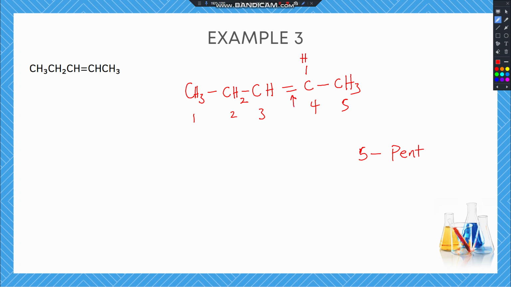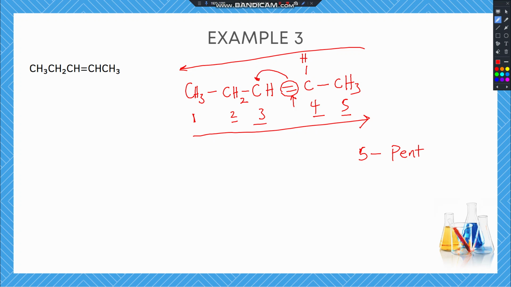So we need to count the longest chain in such a way that this multiple bond is given the lowest number possible. To do that, we can either count from the left to the right, or we can count from the right to the left. So let's see which one will be correct. If we count from the left to the right, you can see this is 1, 2, 3, 4, and 5. This double bond is placed on carbon number 3.